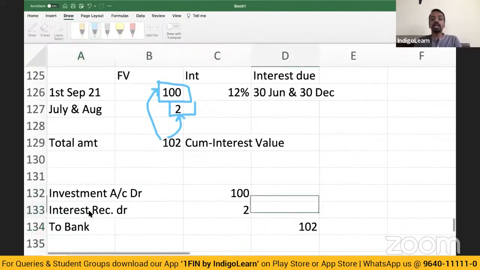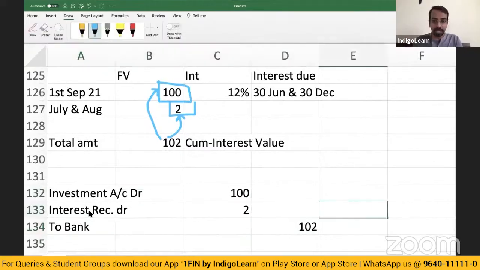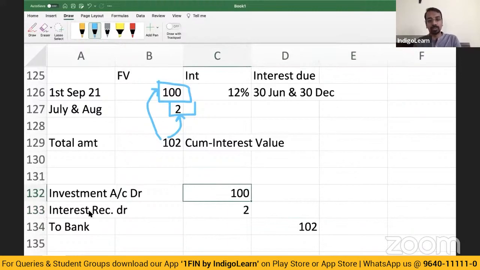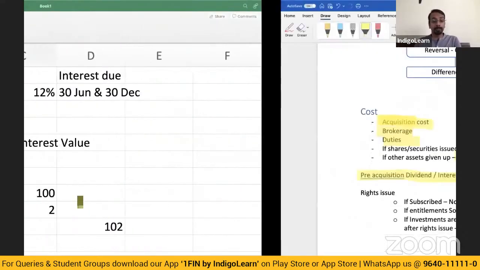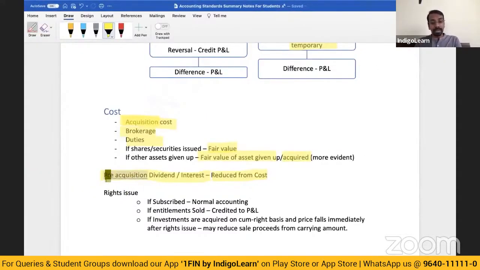This you will show in the income column in the investment account if required, and this will be shown in the cost column of the investment account. You will always value it at ex interest, and if there are pre-acquisition dividend or interest, in our case I took an example of interest, there could be a pre-acquisition dividend as well. Those are reduced from the amount that you are paying for acquiring that particular investment.